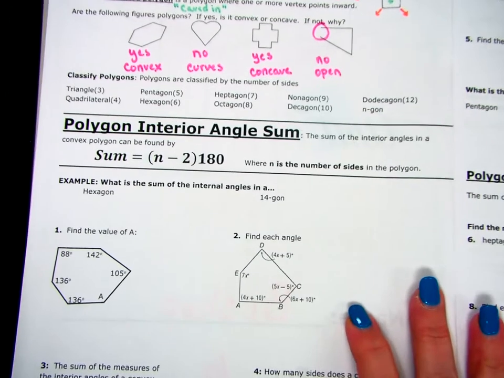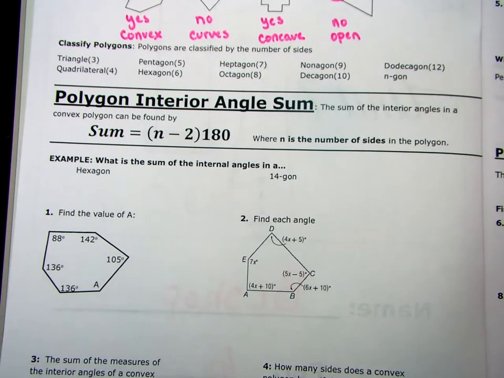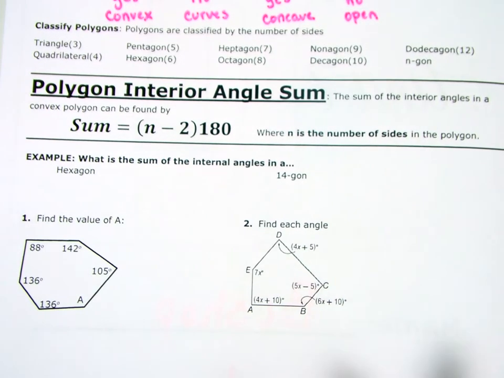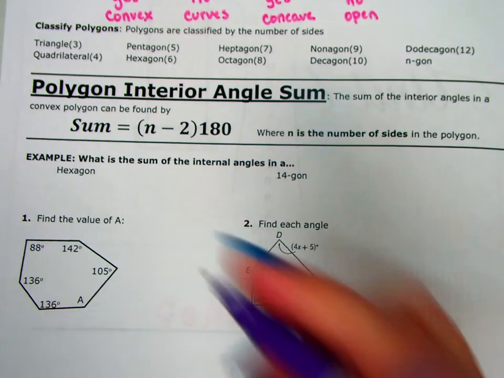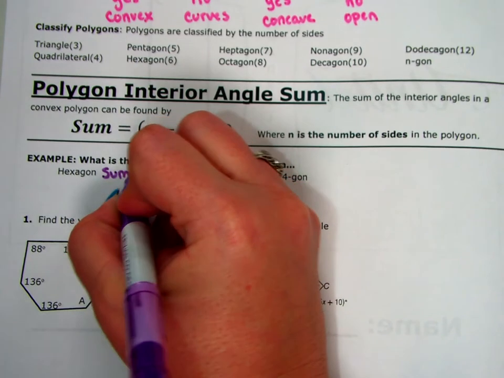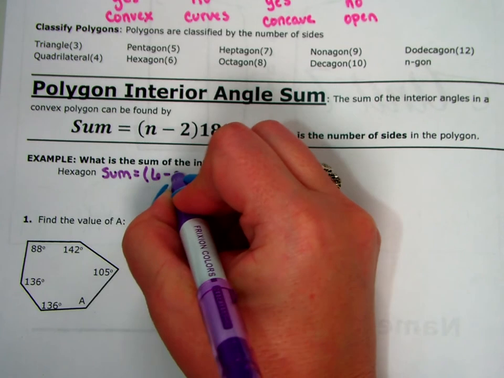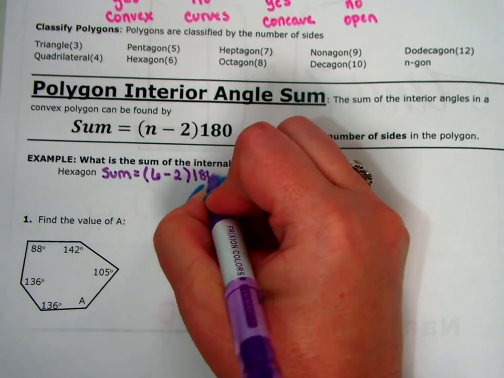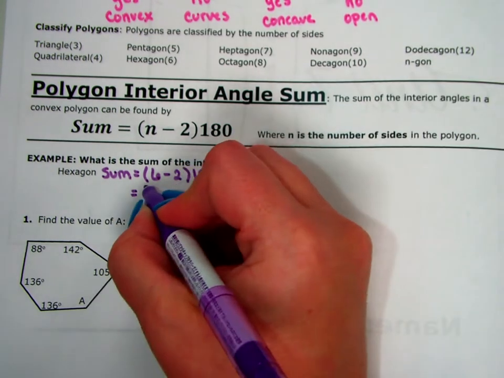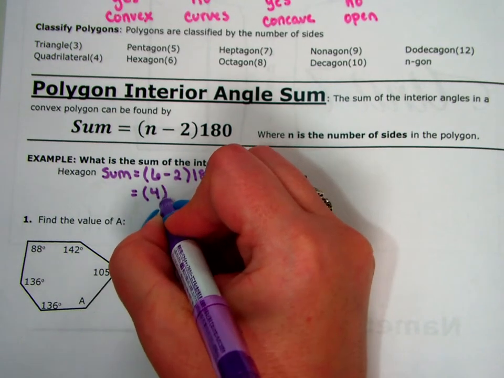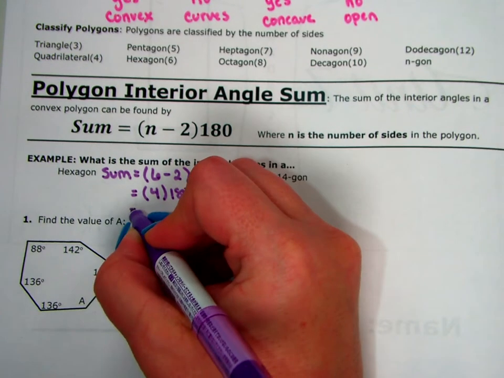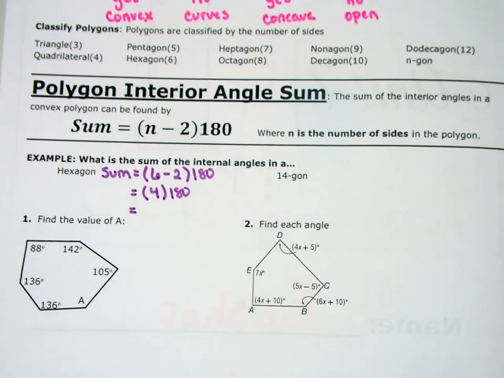Because that's the sort of thing we like to do, is figure out where our formulas come from and why they work. Alright, so now that we know why this formula works, what is the sum of the internal angles in a hexagon? So if I'm looking at a hexagon, my sum is going to be n, which for a hexagon I have 6 sides, minus 2 times 180. So that's going to be 4, right? 6 minus 2 is 4, times 180. What's my sum for my hexagon?